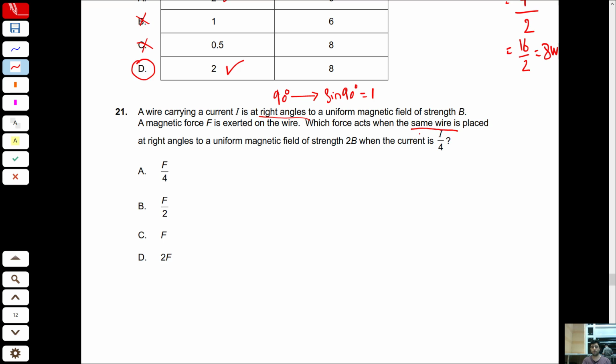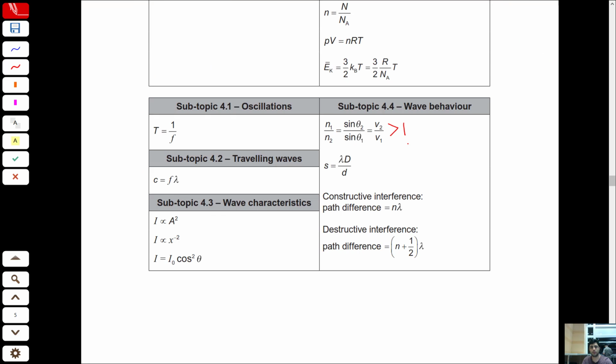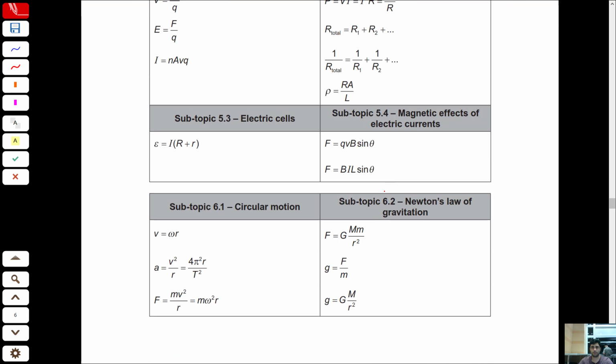Same wire means it has the same length. So let me show you which equation we're going to use here. If we just go down to topic 5, we will be using this equation. The magnetic force is equal to BIL sine theta. B is the magnetic field strength, I is the current passing through the wire, L is the length of the wire inside the magnetic field, the length of the wire exposed to the magnetic field, and theta is the angle between the magnetic field lines and the wire. In our case, it's 90 degree, and sine of 90 is just 1. So let's use this equation.